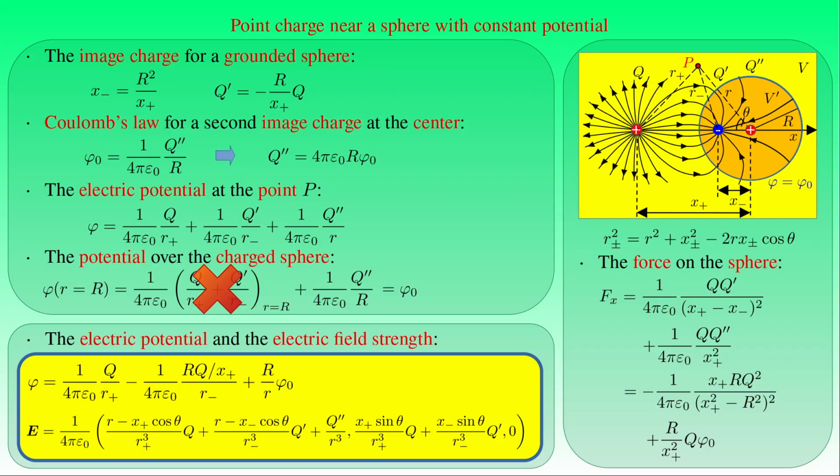As in the case of the sphere with constant potential, the force attracting the charged sphere is reduced by the electric field due to the constant non-zero potential phi naught over the sphere.